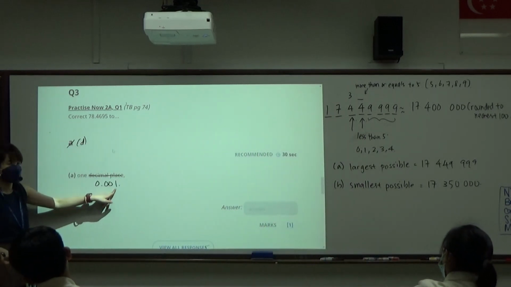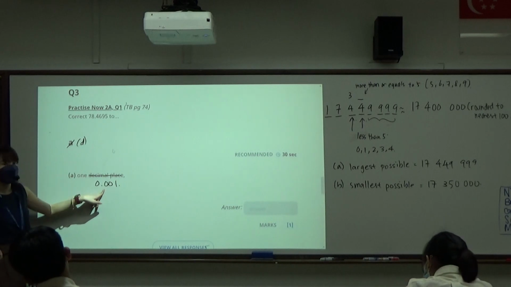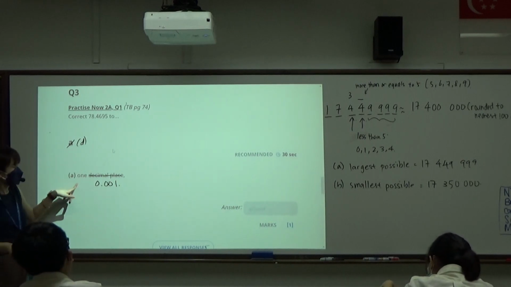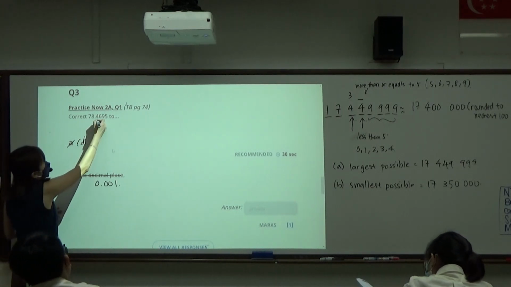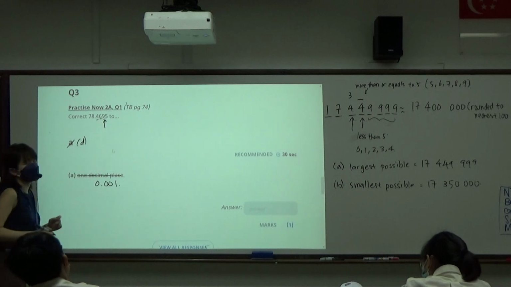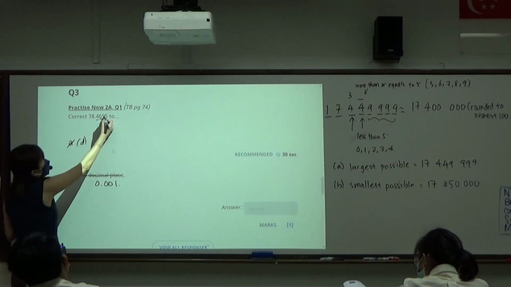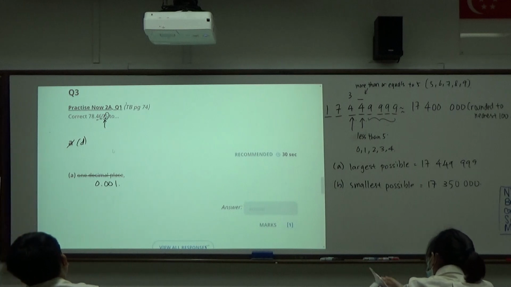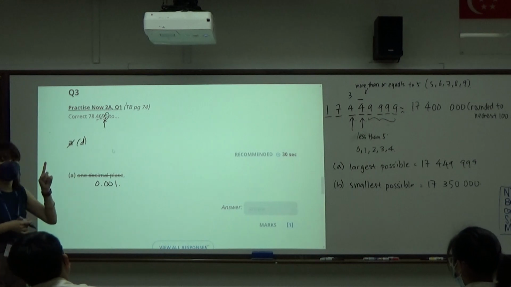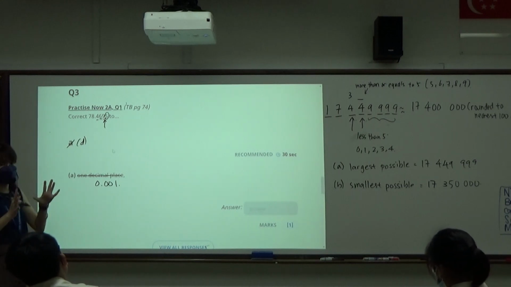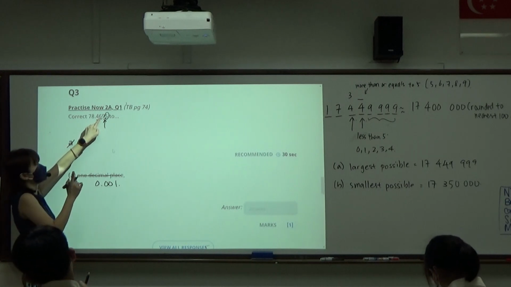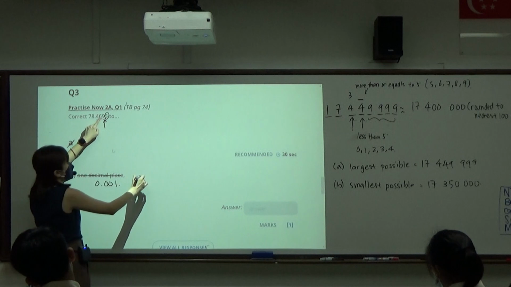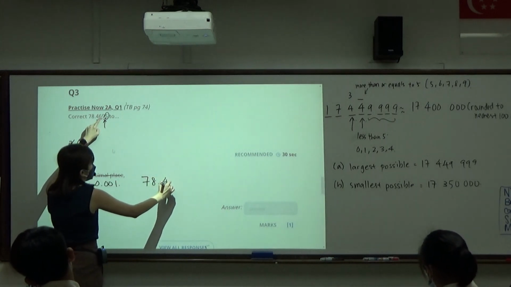For 0.001, where exactly does the decimal place end? It's 3 decimal places, right? So this question wants us to round it off to 3 decimal places. 1, 2, 3. The third decimal place is at the 9. We look at the digit after that. It is a 5. So do we round up or down? Up, right? So 9 rounded up becomes a 10, or a 0. That means my 6 over here needs to go up by 1, so it must be 7. So my answer will be 78.47.